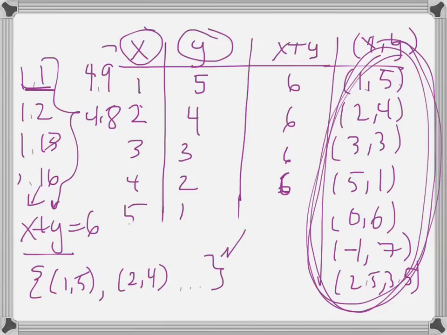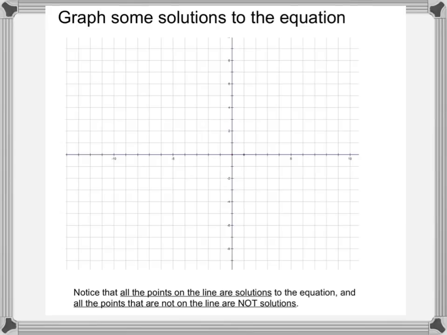Remember, we write sets with the curly brackets, and the elements of this set in particular are coordinate pairs. So if I were to graph all the solutions to the equation, the ordered pairs are (1, 5), (2, 4), (3, 3). Let's graph those first. (1, 5) is right here. (2, 4), (3, 3).